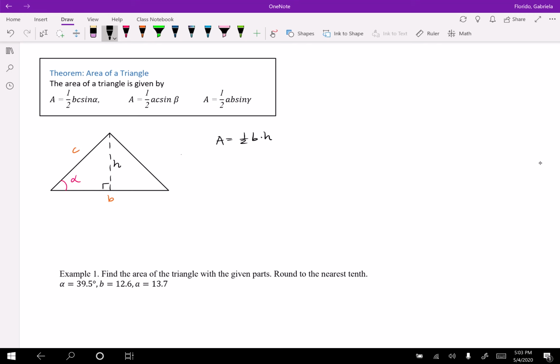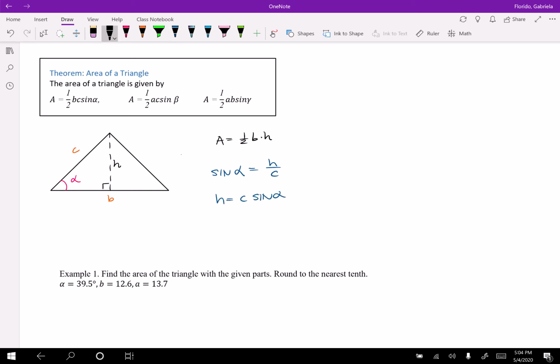And we're trying to figure out what h is. We're given alpha and c. So how are we going to find h? Well, we know that we can write h in terms of alpha and c if we take sine of alpha, opposite over hypotenuse. And so if we do sine of alpha is equal to h over c, and I solve for h, then I get that h is equal to c times sine of alpha.